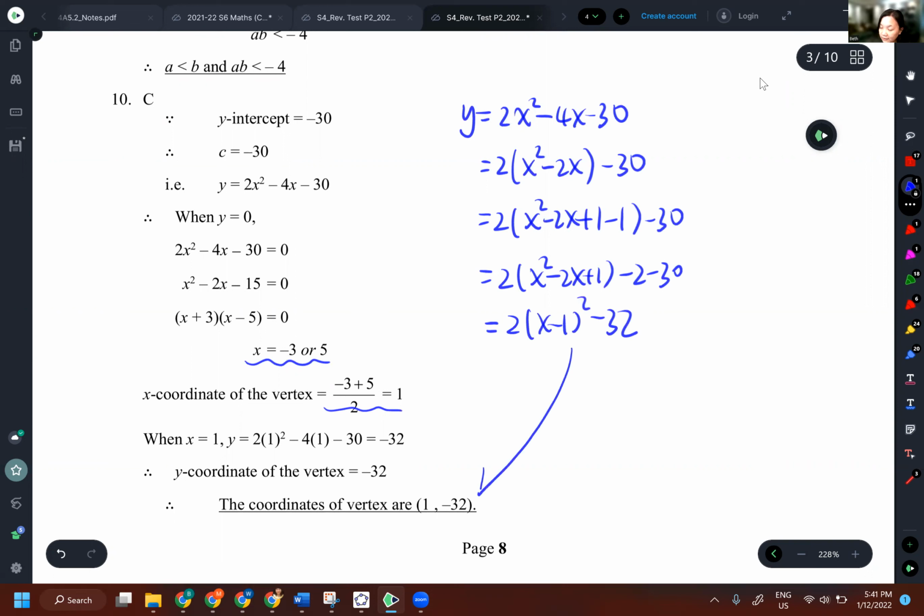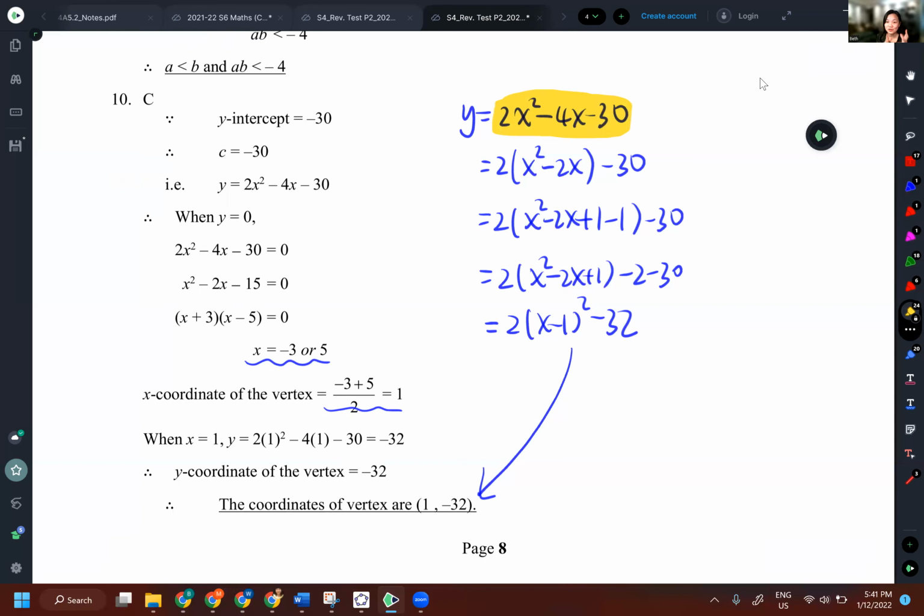You get the same answer. Okay, now for completing the square, you must realize you cannot divide 2 in this function. In function, we do not divide 2. In the equation, we can. In function, you must keep this coefficient 2 all the time. Now, in the end, it's -32. -1, -32.